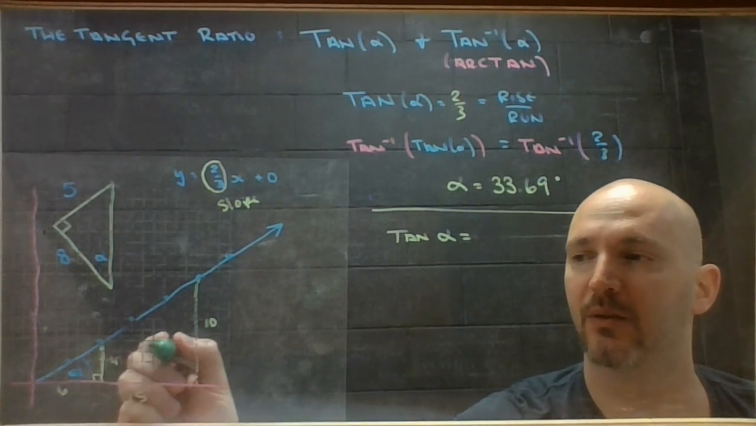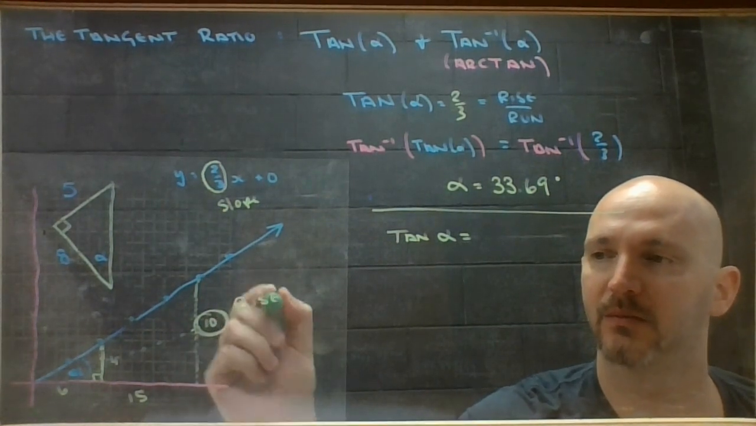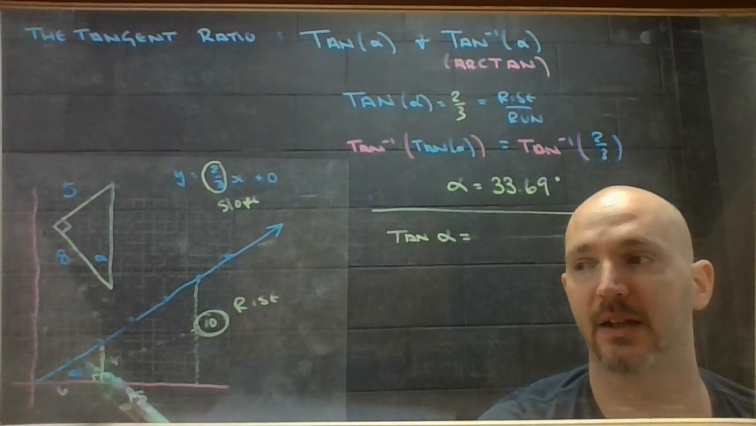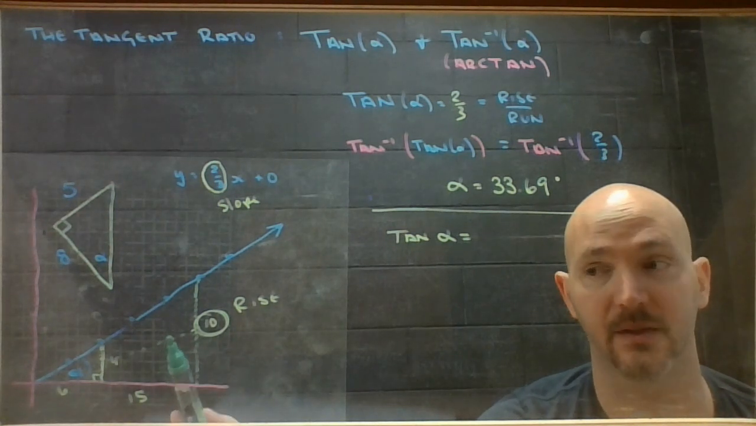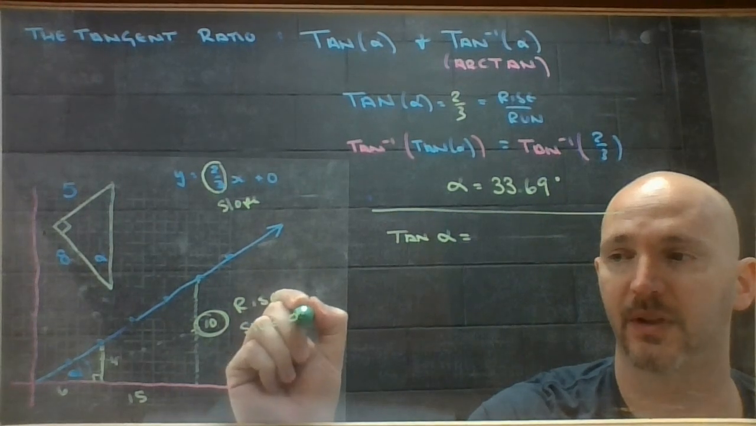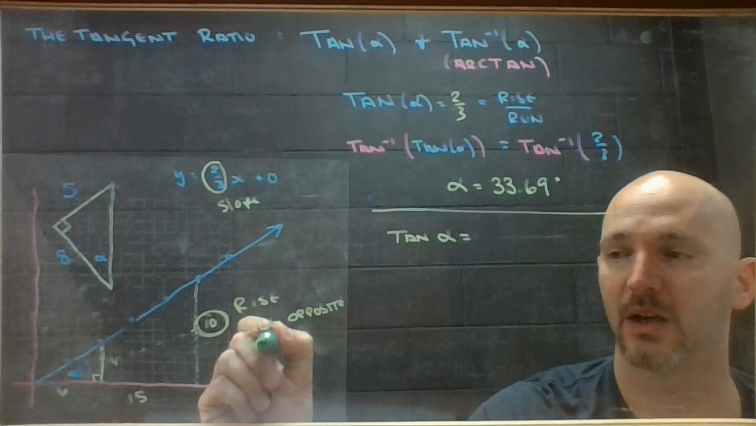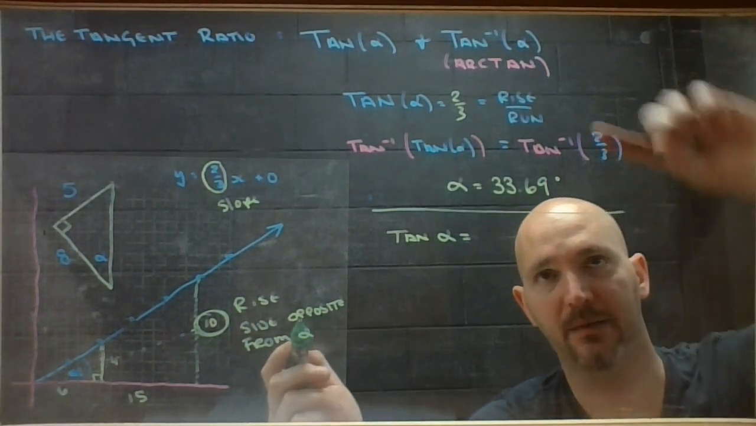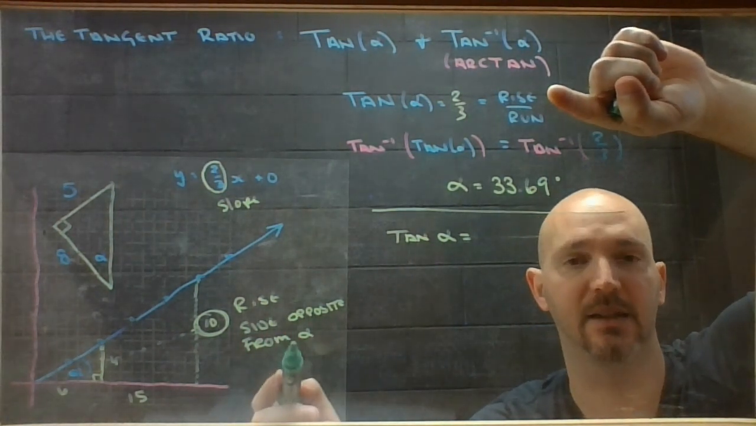First off, I'm going to look at the rise, this side over here. This was the rise. Do you notice that the angle was on the left side and this is on the right side? So those are opposites, right? This is the side opposite from alpha. So instead of having rise in my fraction, I'm going to instead phrase it as the opposite side.